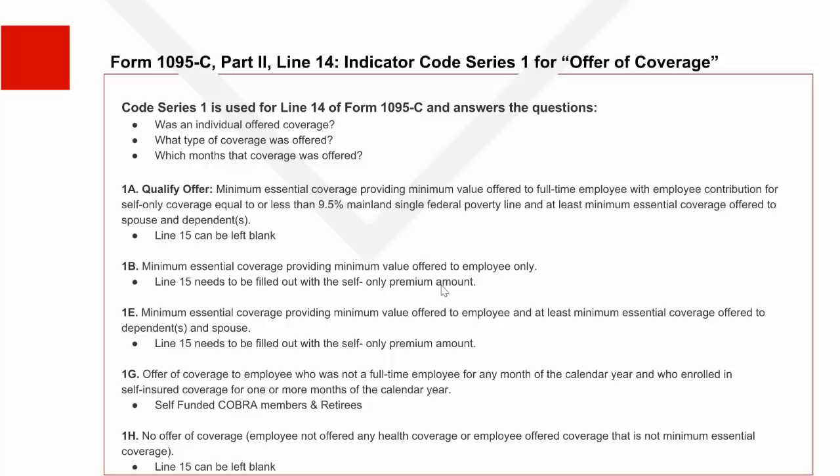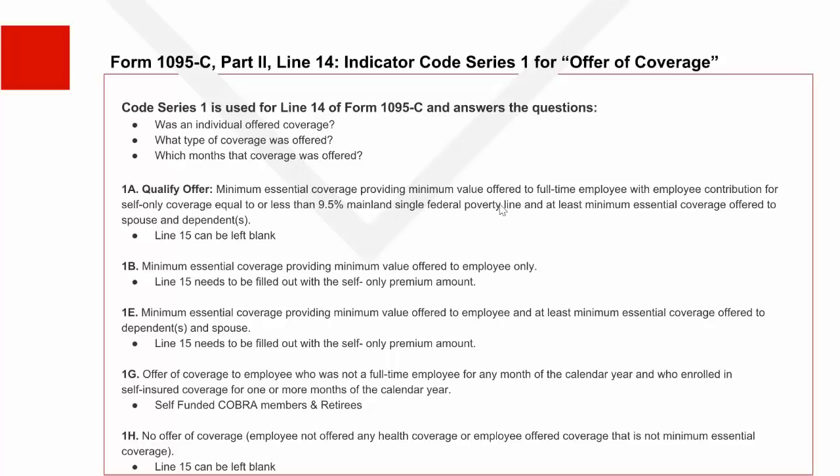These are just a few of the major ones that, in my experience filing in the last few years, we have come across and have definitely been the most prominent. We'll start off with code 1A, which is considered the qualifying offer. This means that the offer of coverage you have given to your employees meets minimum essential coverage as well as minimum value, and is equal to or less than the mainland federal poverty line. If that's the case, you're considered a qualifying offer, so you're allowed to have more blanks in your form and put in less information.